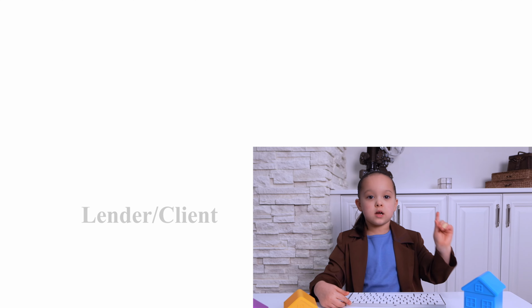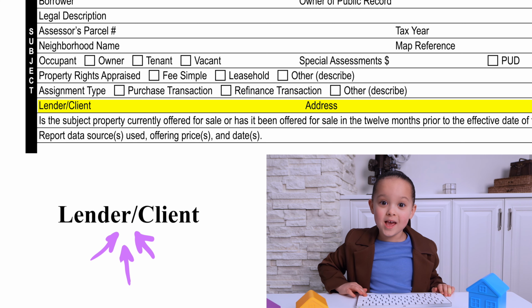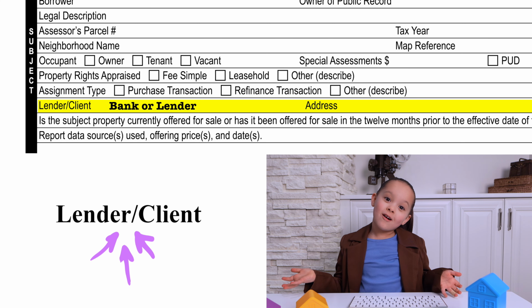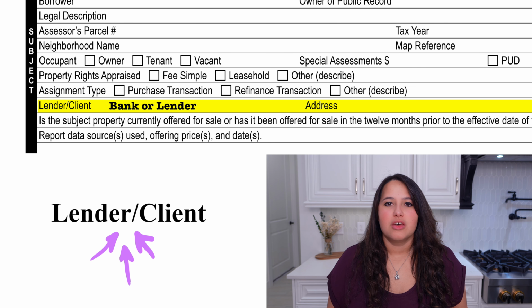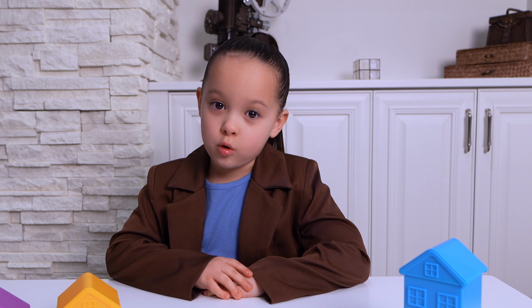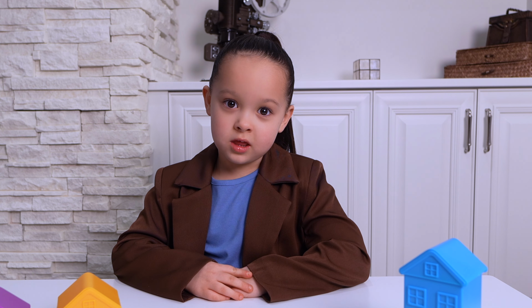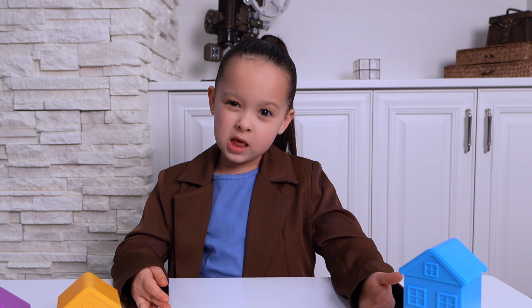Next is the lender-client line. That's who needs the appraisal, like the bank or lender. Right, Cosette. This is really important because in an appraisal, the lender is actually the appraiser's client, not the buyer or the seller. The lender hires us to make sure that the property is worth the amount that they are lending. Even if the buyer or seller has questions, the appraiser has to report to the lender first?